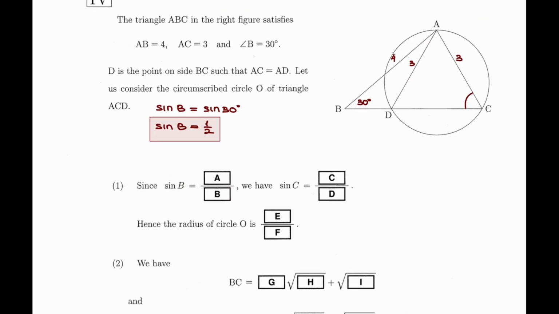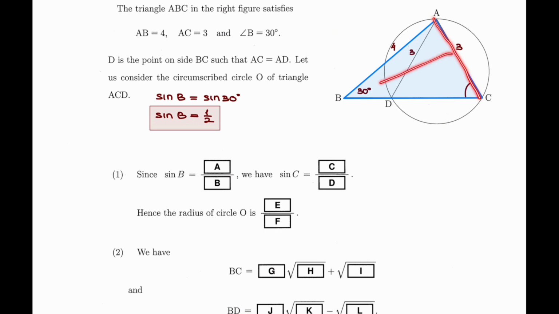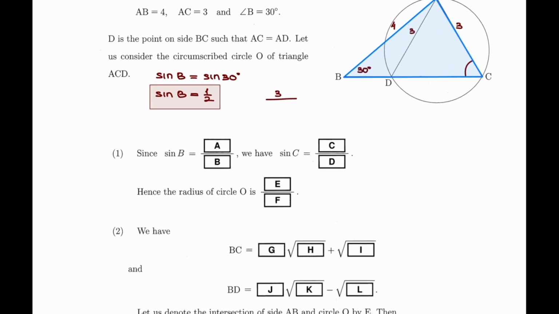To find sine of angle C, you can see from this triangle. I will draw a triangle here. As you can see from that triangle, by using sine rule, you can find sine C. If I apply sine rule on this blue triangle, then 3 over sine 30 is equal to 4 over sine C.